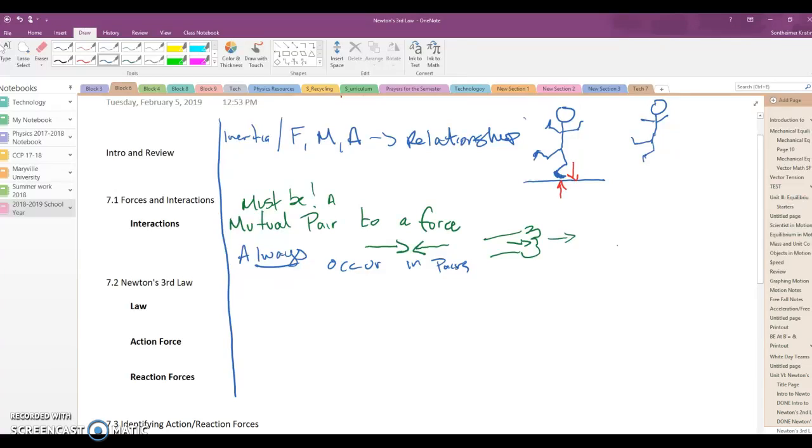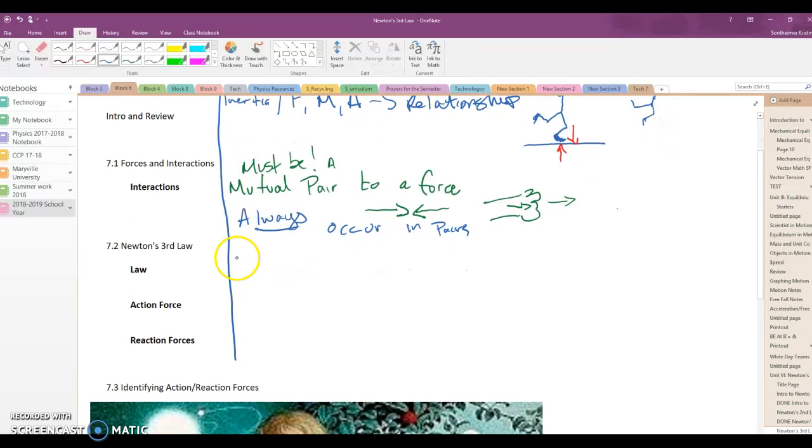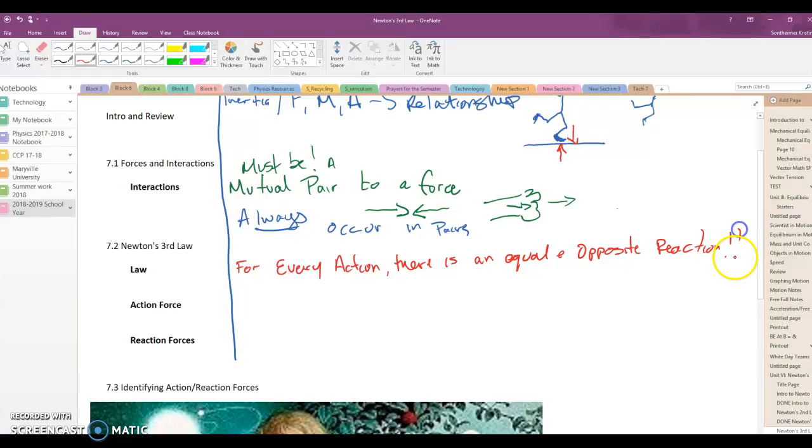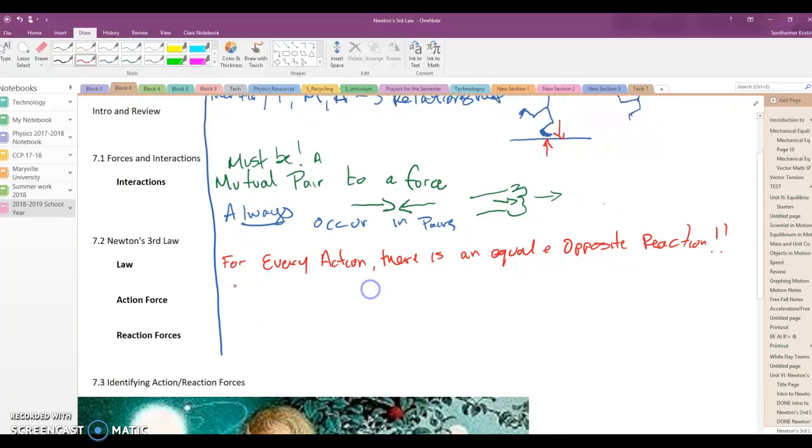Which takes us directly into Newton's third law. The law says for every action, there is an equal and opposite reaction. This is important, all right? So I have a couple samples that I'm going to talk to you about, but the first one would be the running situation, the action force running.